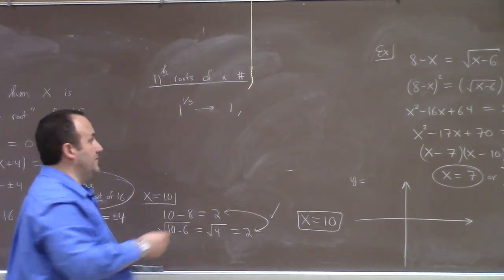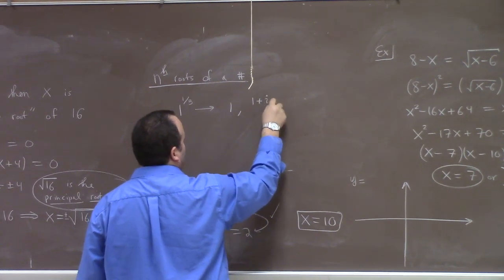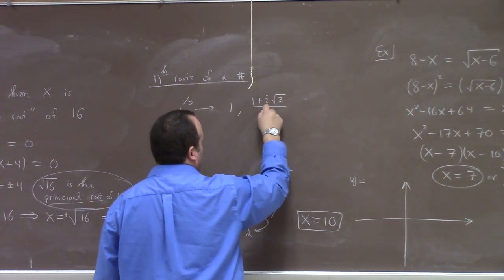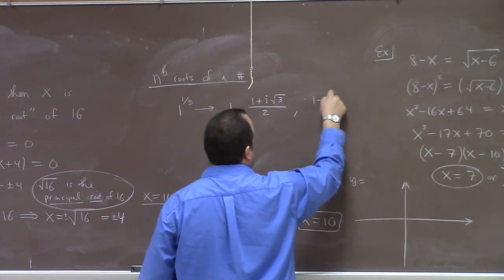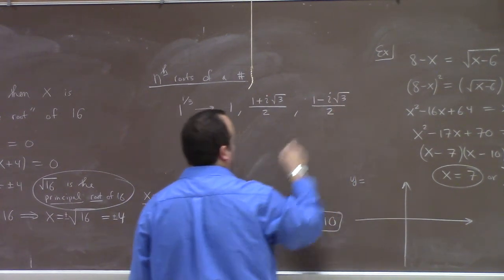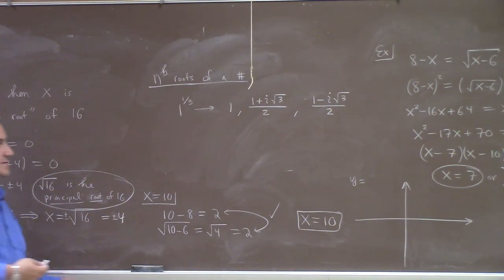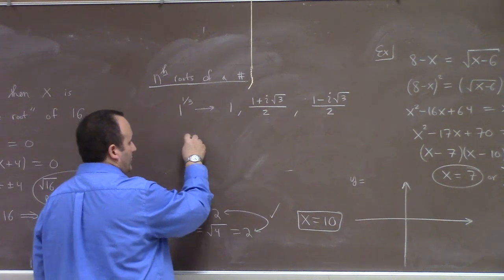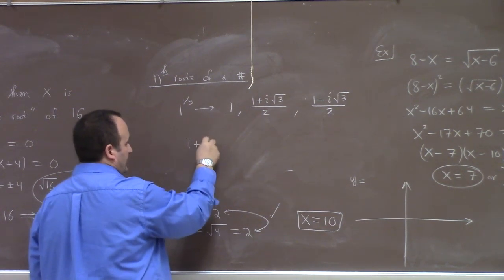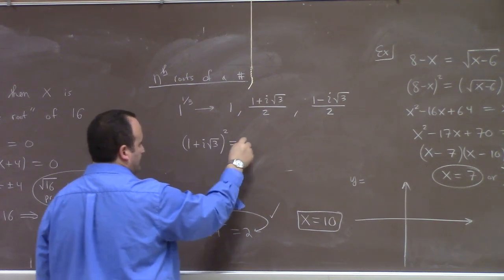I believe we can do 1 plus i square root of 3 over 2 and 1 minus i square root of 3 over 2. What is this i? How does that work? Like, let's look at 1 plus i root 3 squared. When you square that, how does that work?